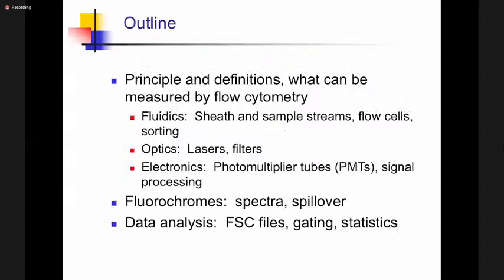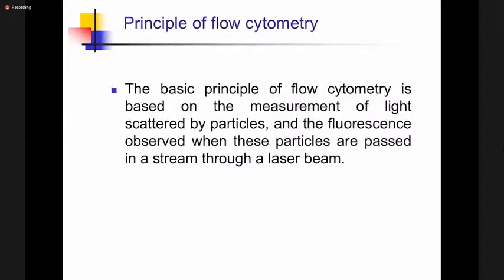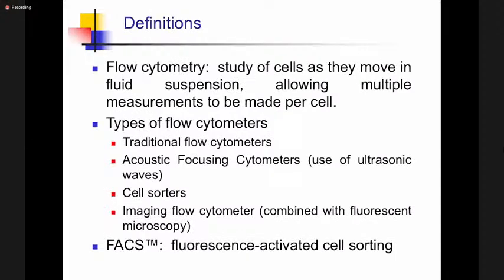Hence, I'm just taking you back to the components of the flow cytometer. We get the fluidics, we get the optics, which is that laser light, and then the electronics, which means the signal processing. So when we talk about the definition of terms in flow cytometry, as I've mentioned to you, flow cytometry is the study of cells as they move in a fluidic suspension.